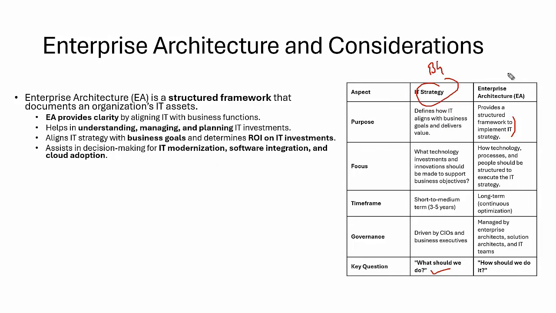Enterprise architecture talks about the implementation. Think of IT strategy like a CEO's vision, while enterprise architecture is like a blueprint and execution plan. Example, building a smart city.